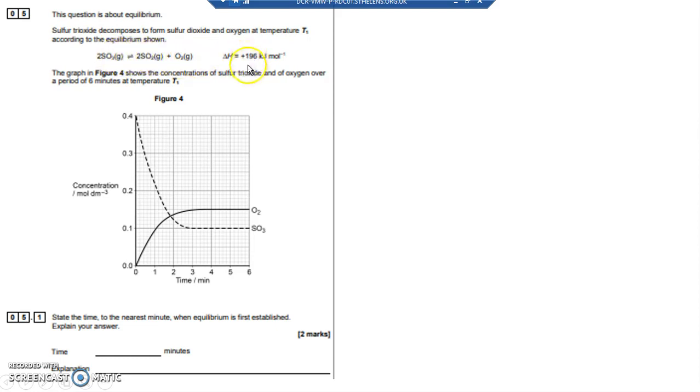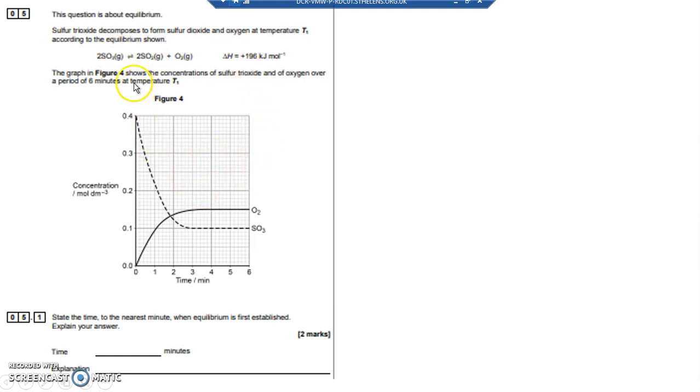So what would happen if I increase the temperature? Well, going from left to right, the reaction is endothermic, so taking in heat. So if I increase the temperature, it would shift the equilibrium to the right hand side to try and lower the temperature, or oppose the change by Le Chatelier's principle and try and lower the temperature of the surroundings. If I lowered the temperature, it would shift to the left hand side.